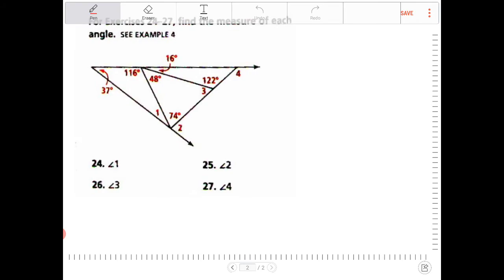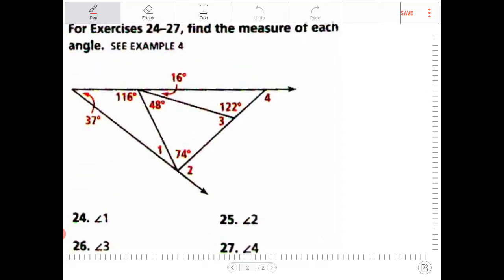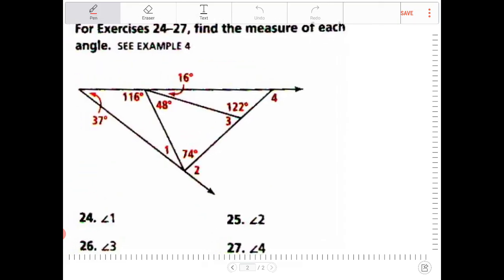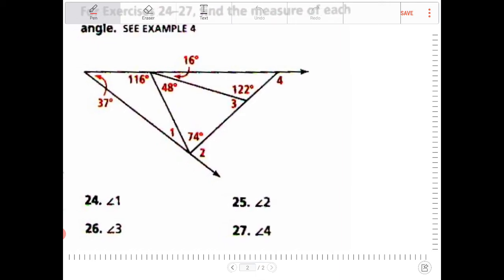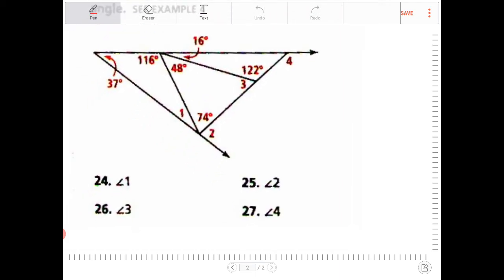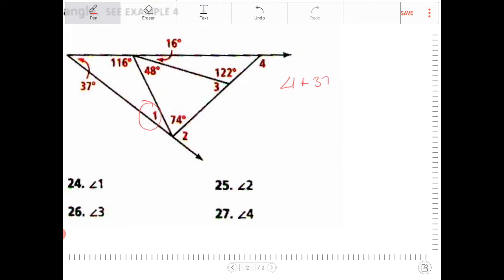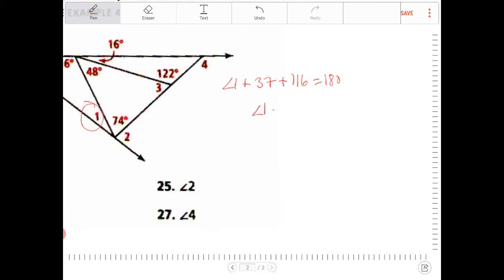Okay, moving on. Last problem set of this assignment here. So in this problem set here, it says find the measure of each angle. So I want to find the measure of each angle shown here. So I want to find angle 1, it says. So angle 1 plus 37 plus 116 is equal to 180. I'm going to combine like terms. I end up with angle 1 plus 153 is equal to 180. Subtract 153 from both sides, I end up with 27.